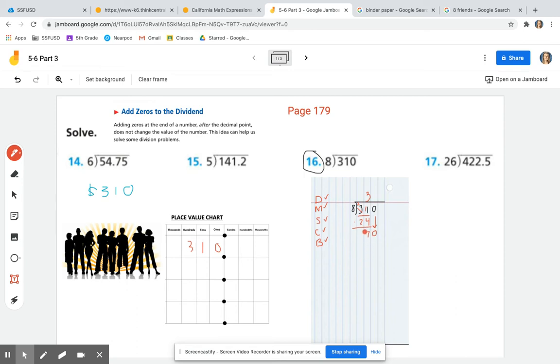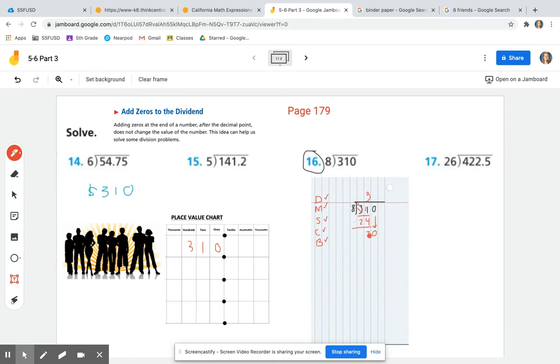What this 70 represents now, this was as if it's 3 $10 bills. This 70 represents 70 $1 bills. Why we brought the 0 down is that for 7 $10 bills, we can't distribute that evenly among 8 friends, so we had to exchange it for $1 bills. And then we start all over again.